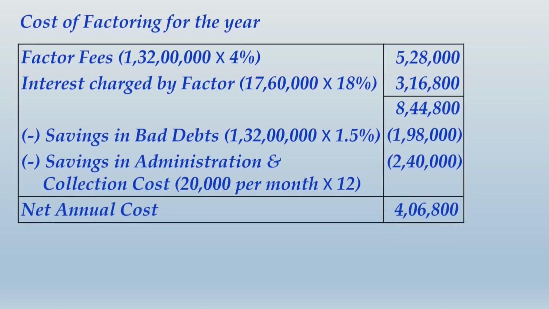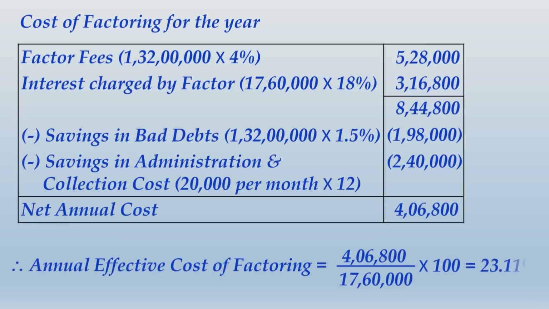And finally what we have is net annual cost of 4 lakh 6,800, and the annual effective cost of factoring would come to 23.11%. Now this is under the situation where the factor is collecting the interest and fees by end of each cycle. So friends, you may pause the video, note down the whole thing. If you are done writing the whole thing, let us move ahead.